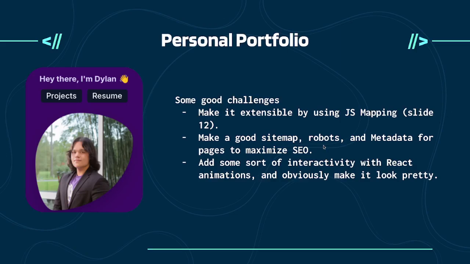Make a good sitemap, robots, and metadata. How do I do that? Literally look up this word, and this word, followed by Next.js, and there's docs on how to do it for all 3 of them. Add some sort of interactivity with React. Again, that could be like clicking a modal, or instead of making your projects have all the information on it, you could have a click more button, and when you click it, it opens up some cool thing for you to see, right? That's what I mean by interactivity.